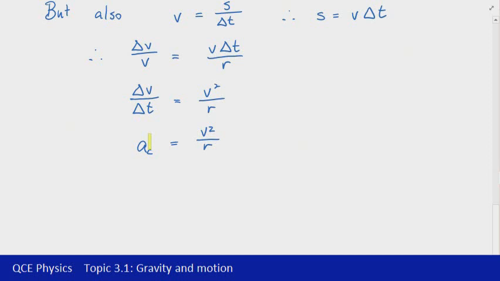So that's an equation that's in the data booklet. So if we know what the speed of the object is, and we know its radius of motion, we can then figure out its centripetal acceleration.